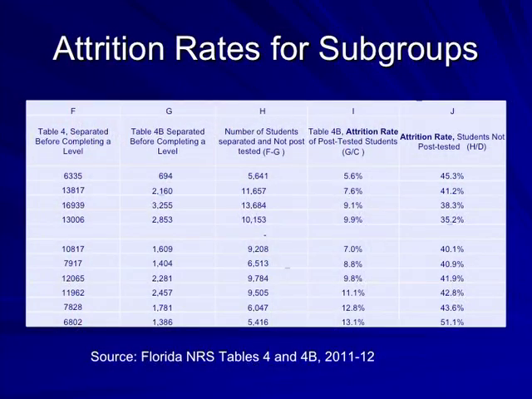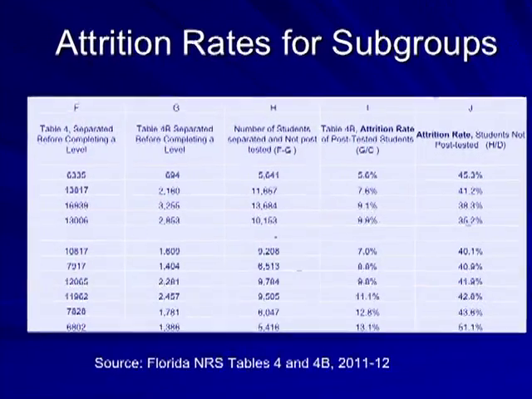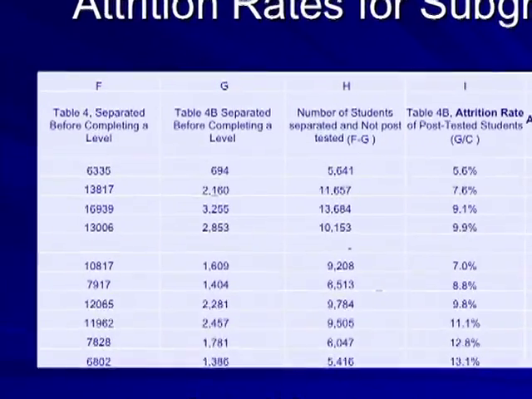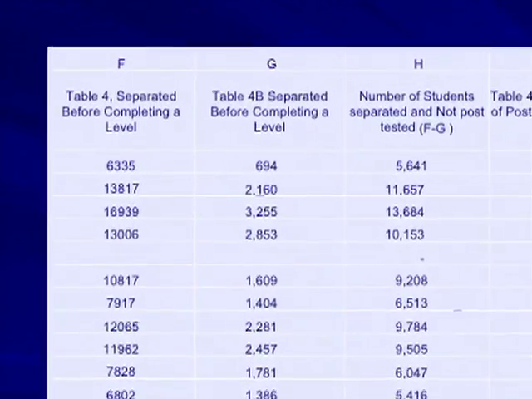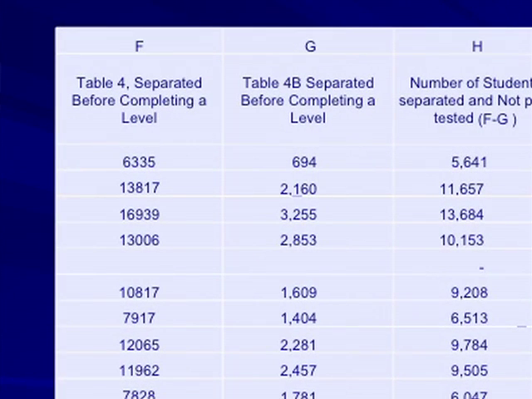Okay. Let's look at attrition rates for a minute. Attrition in NRS tables is indicated on column F, and it is, well, 5 columns over. But the idea is column F is those people who left the program for some reason.